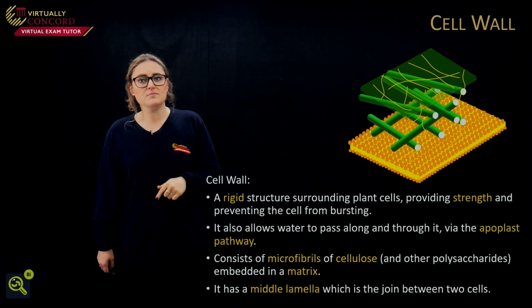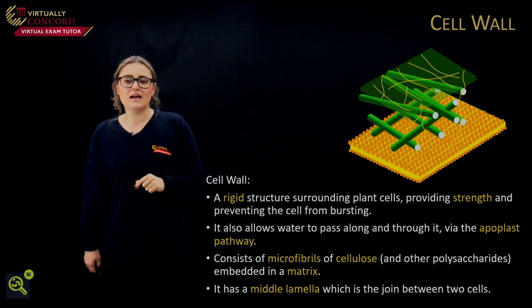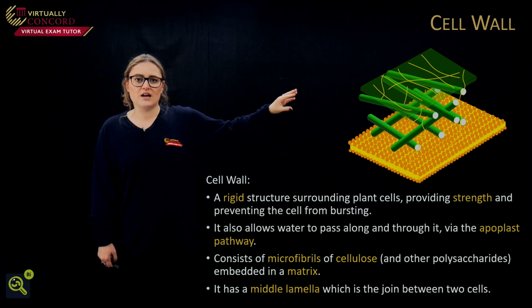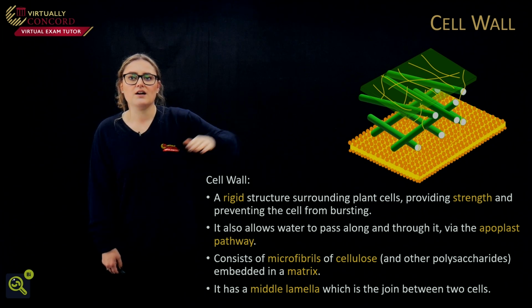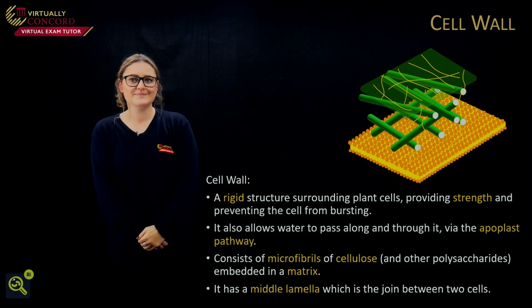It allows water to pass along it in the apoplast pathway. There's a matrix of polysaccharides in the middle, and your middle lamella is at the top, and that's the bit that joins your plant cells together.